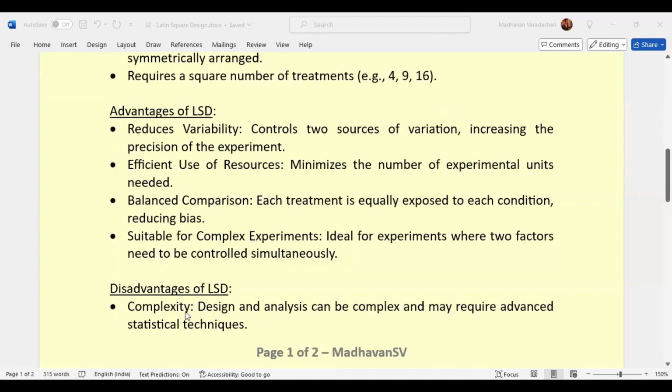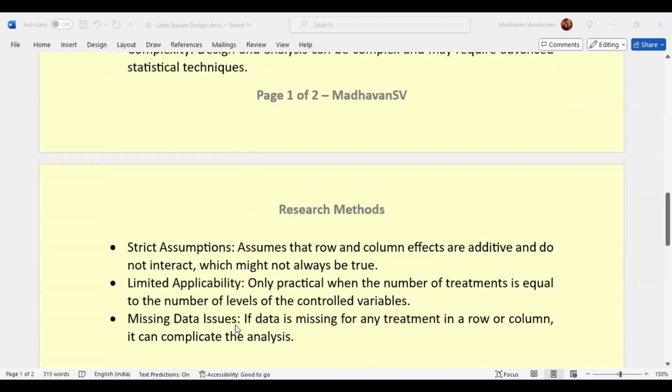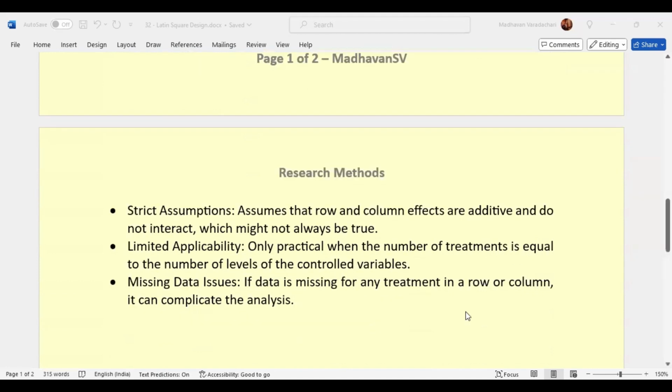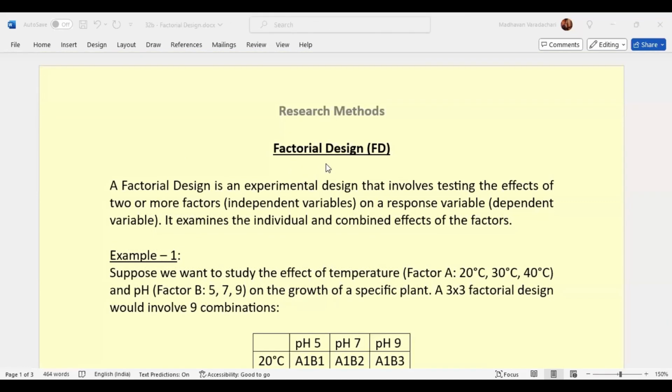Disadvantages of LSD are complexity. Design and analysis can be complex and may require advanced statistical techniques. There are strict assumptions, assumes that row and column effects are additive and do not interact, which might not always be true. Limited applicability, only practical when the number of treatments is equal to the number of levels of the control variables. Missing data values, if the data is missing for any treatment in a row or column, it can complicate the analysis. Next design is factorial design.